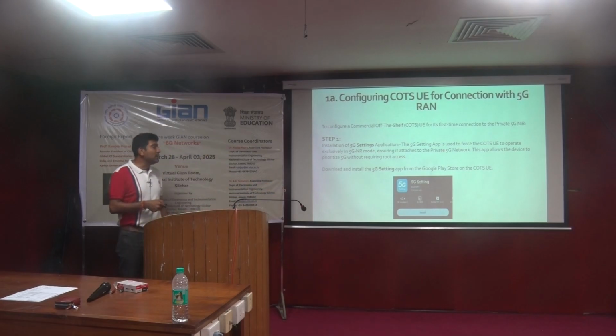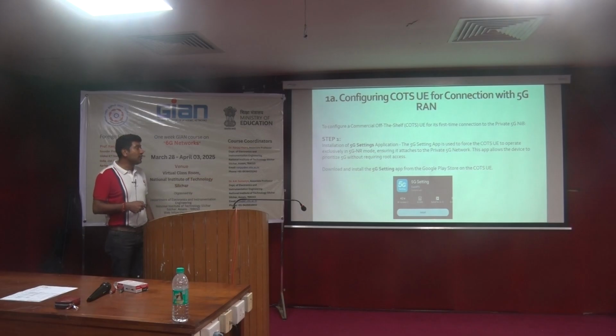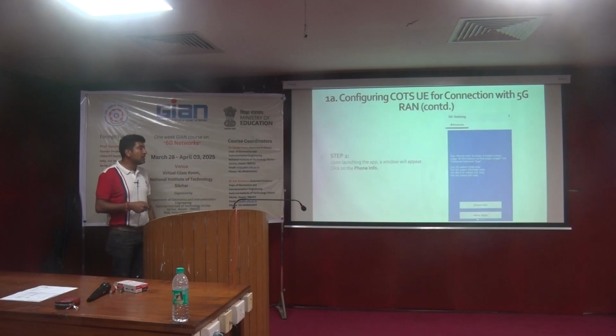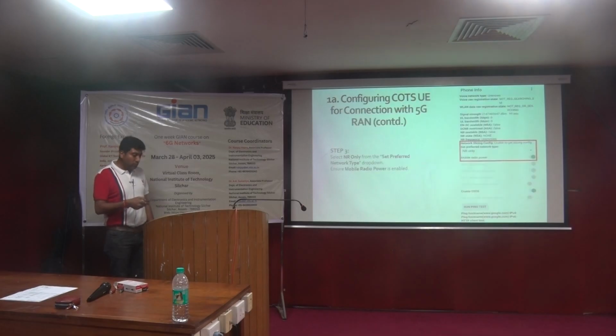So first, this is a mobile. This is basically the mobile's dashboard. First we go to, obviously you download and install the 5G setting app from the Google Play Store. Most of you know how to do this. Then upon launching the lab, a window will appear. We will select the phone information. Once we select this phone information, we will go to the next thing, which is selecting the preferred network.